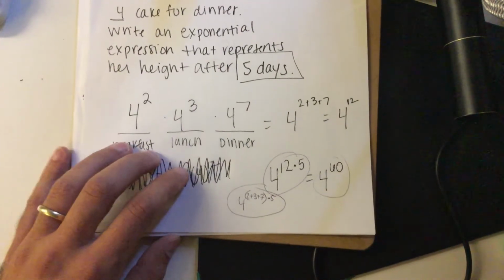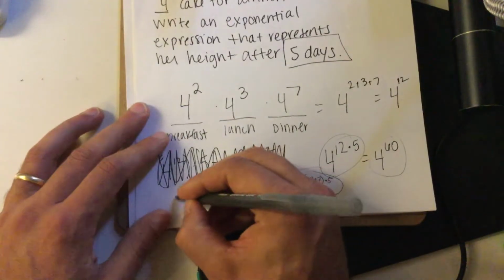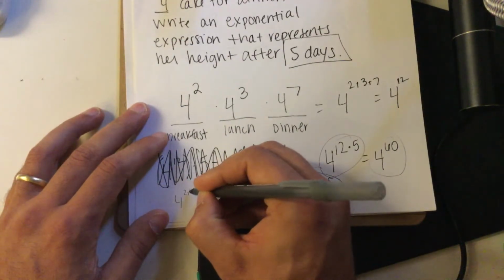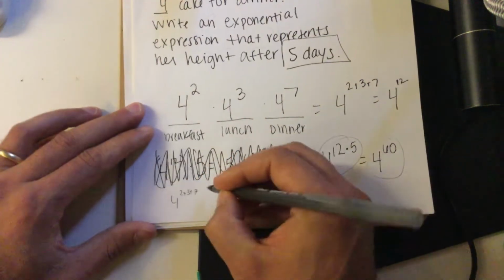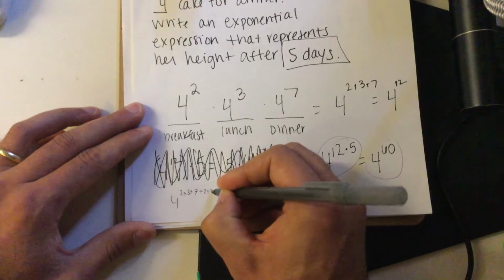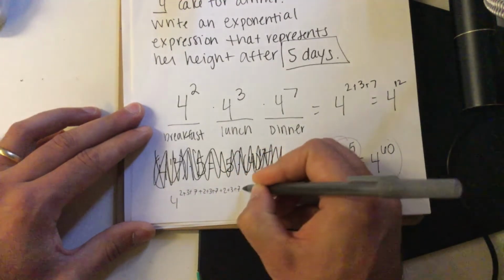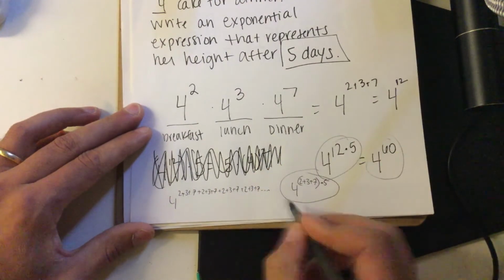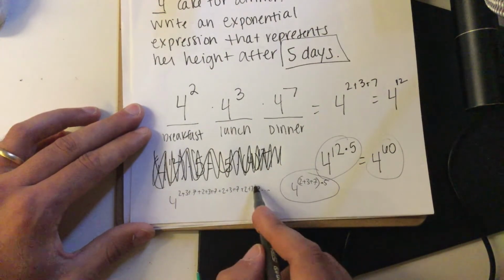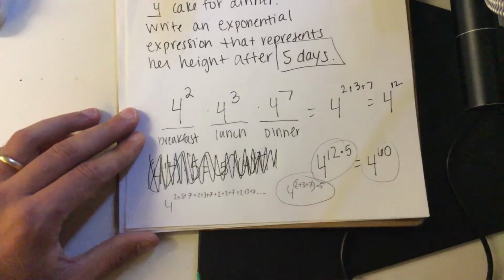And if you really wanted to deconstruct it, another acceptable answer would be 4 to the 2 plus 3 plus 7, breakfast, lunch, dinner, plus breakfast, lunch, dinner, breakfast, lunch, dinner, breakfast, lunch, dinner, and so on, all the way up to your 5 days. So this would be acceptable as long as it's complete. Mine's not. This would be acceptable, that would be acceptable, that would be acceptable. So there you go. That's question 1.